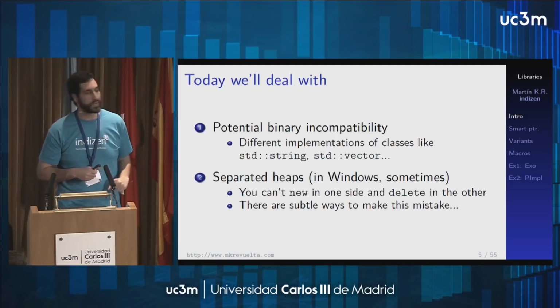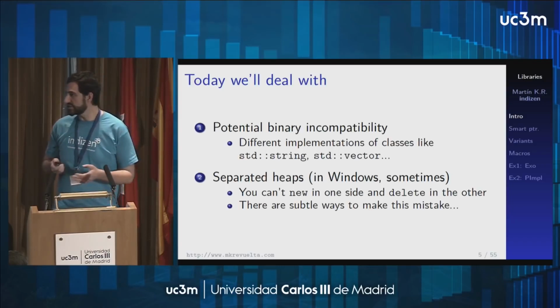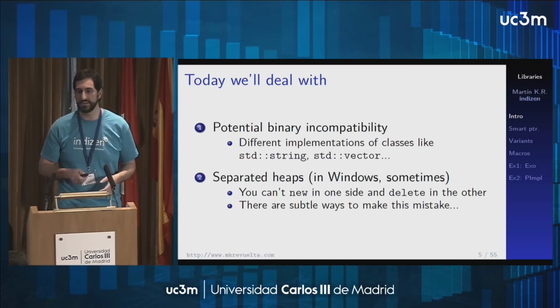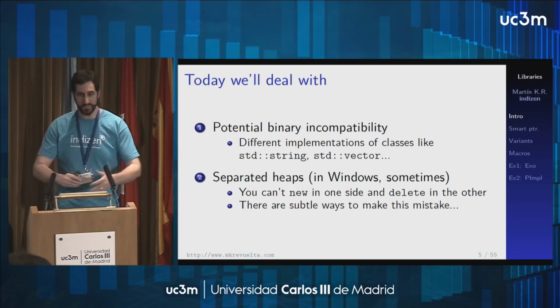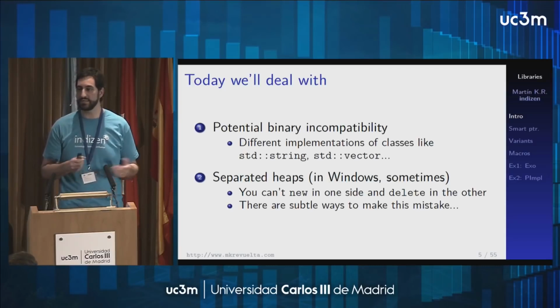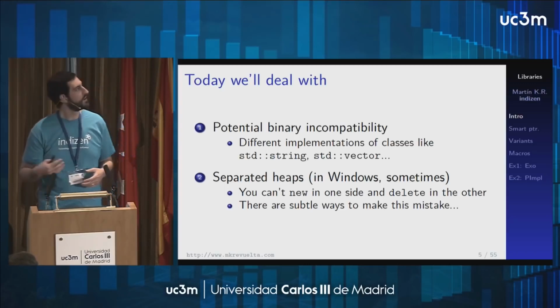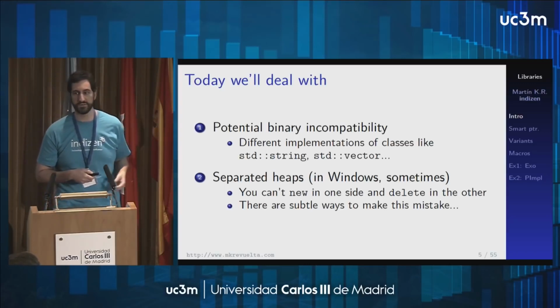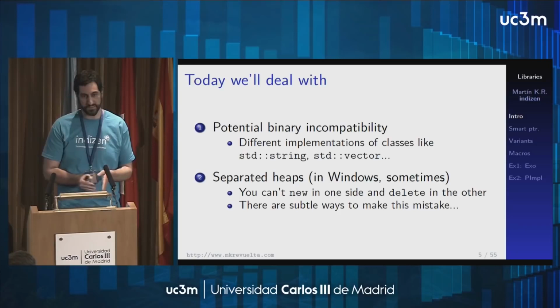So the potential binary incompatibility means that you might build a library using some compiler, some version of the standard, and some specific implementation of classes like string and vector, and then ship it. And if you expose these classes in the interface, your user, your client, might link your library, but his compiler might not have the same string and vector implementation. They might be different. They might have a different layout in memory, bit by bit. And that's a huge problem.